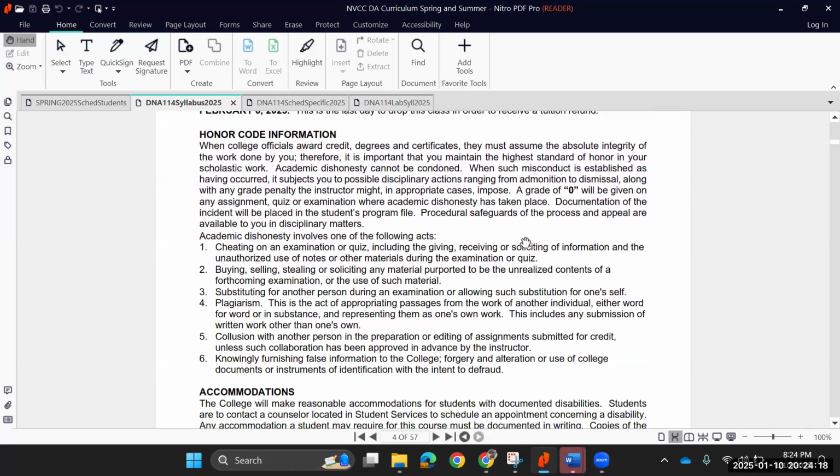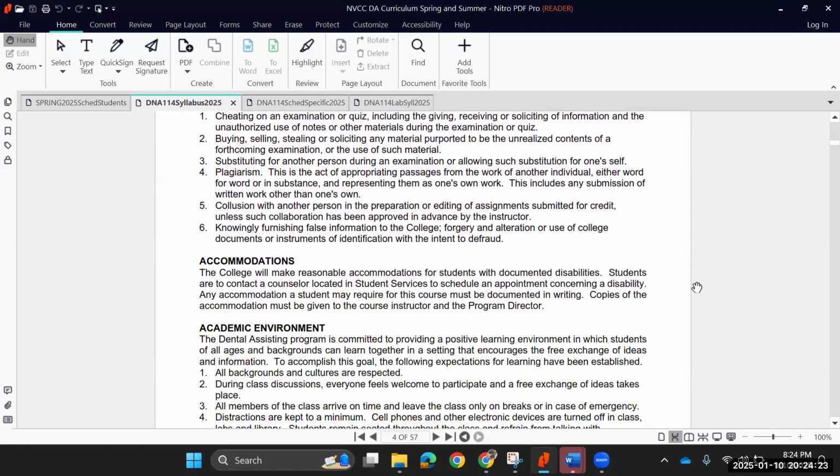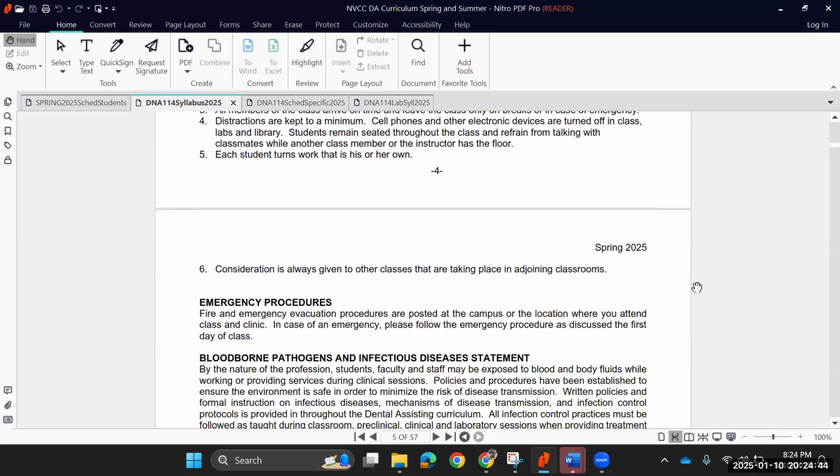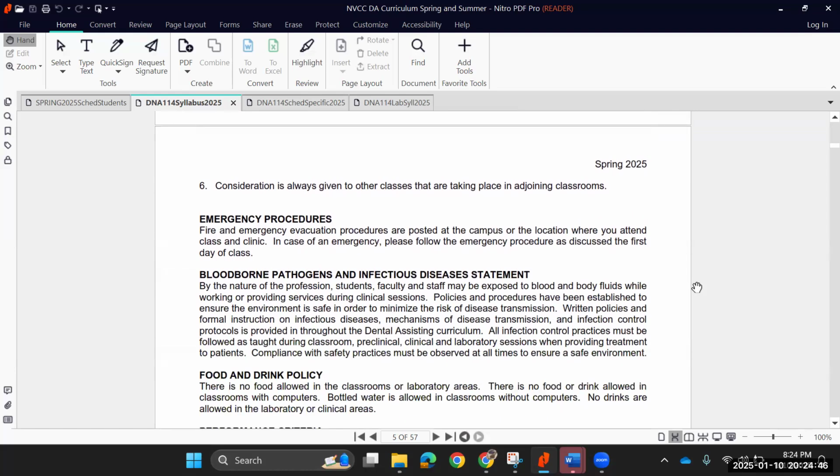Okay. As with anything, we always have an honor code. I will leave that up to you to review. Accommodations, if you have any accommodations, please let me know in advance. Since this is a new semester, if you have accommodations, please let me know. We want to keep the distractions minimal, so use of your cell phones and any type of electronic devices should be kept at a bare minimum.